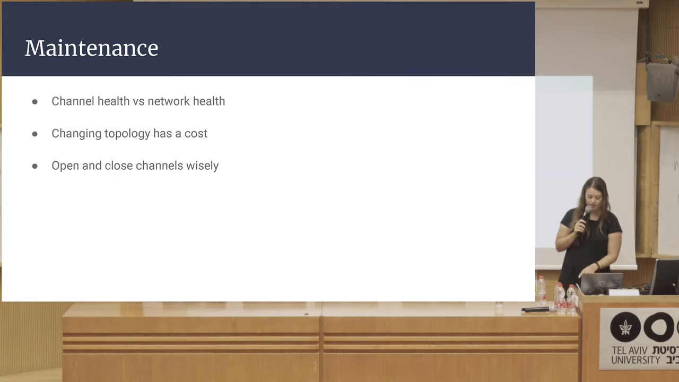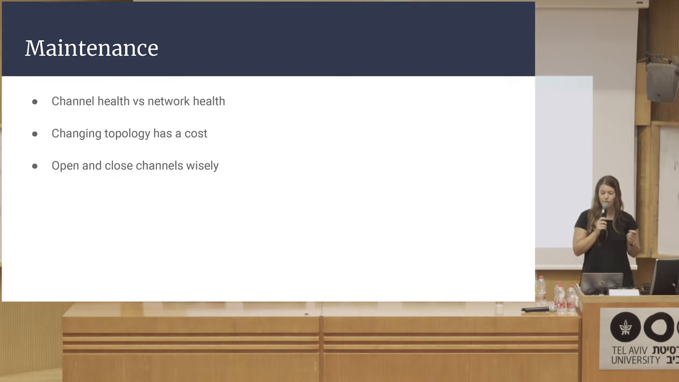So maintenance of the network is an interesting one. It's kind of important to distinguish between channel health and network health at this point. So channel health is on an individual level. If you're running a node, you want your channel to connect to people who are online a lot, because if they're offline, you actually can't update that commitment state, so it's completely unusable. And you want your channel to be pretty balanced, so you want Bitcoin on either side so that people can route through you and you can earn fees.